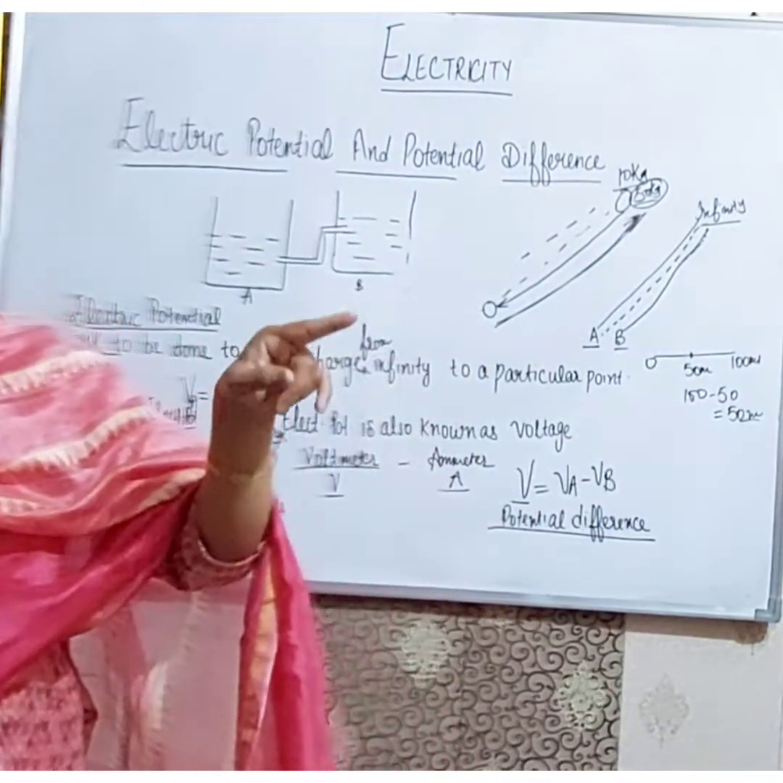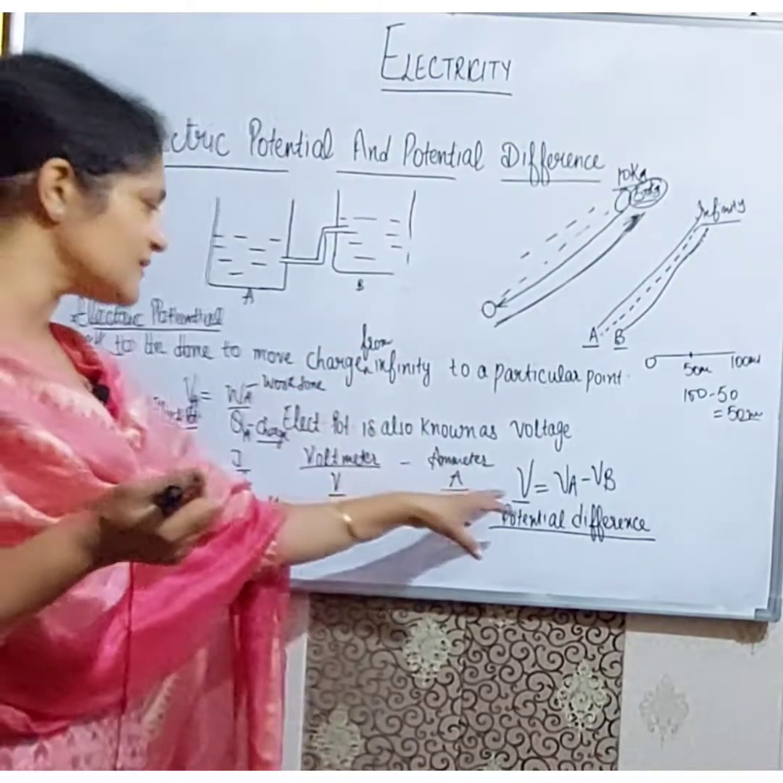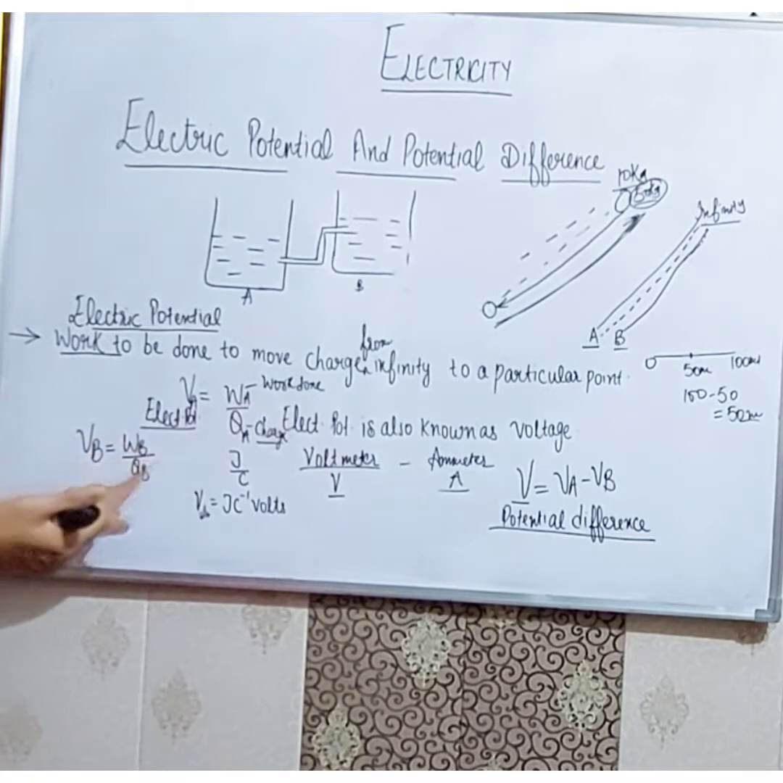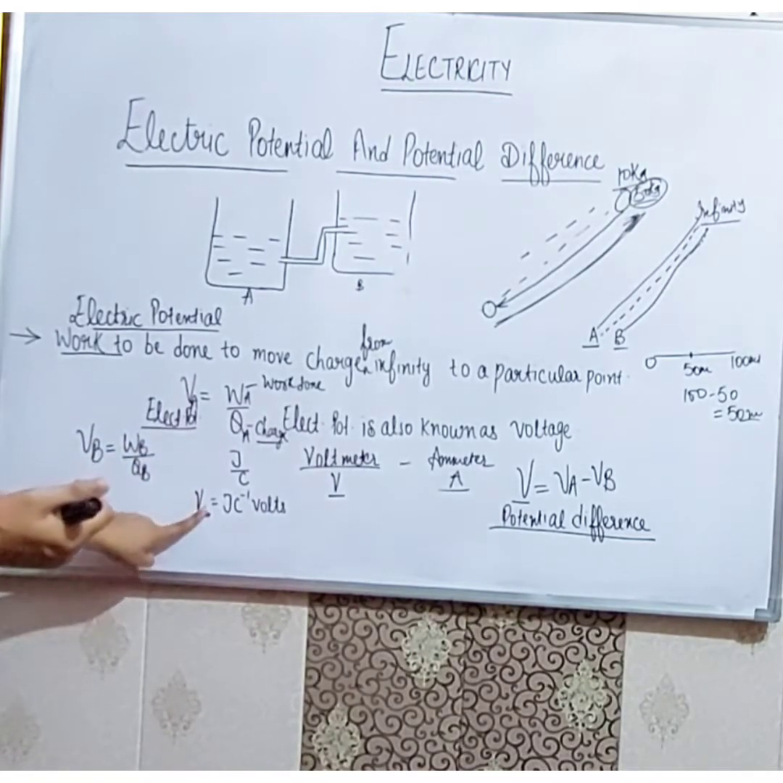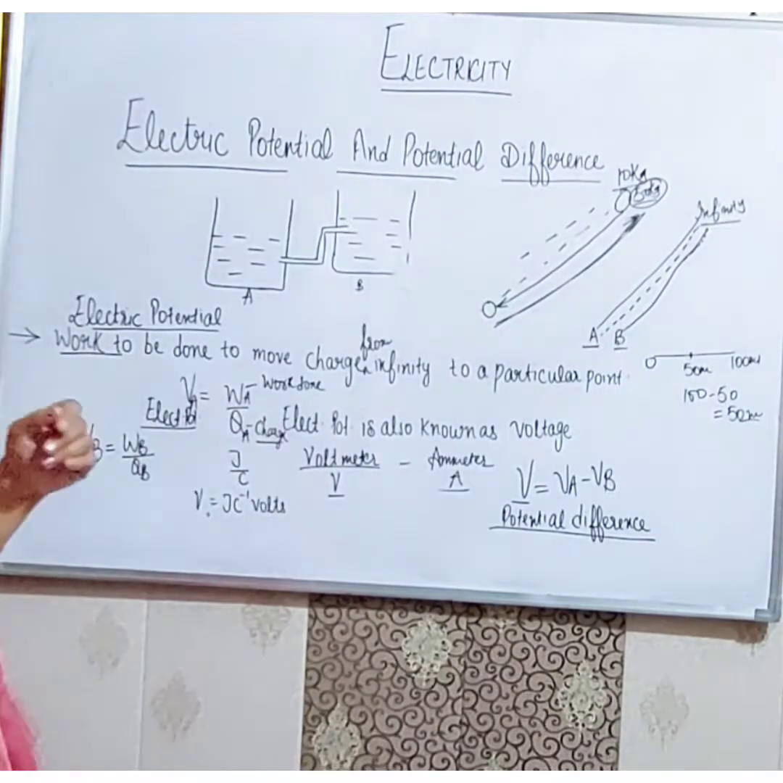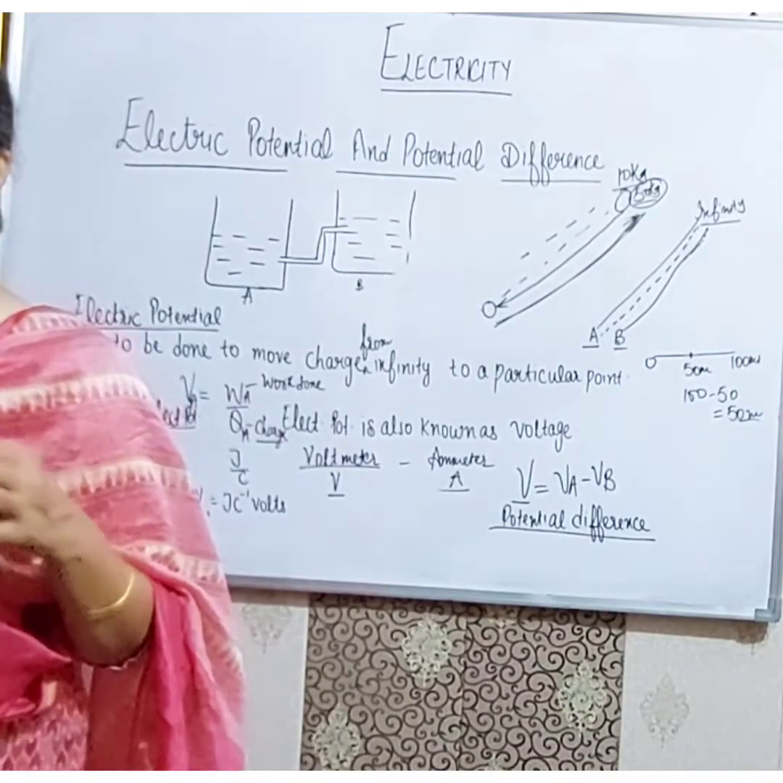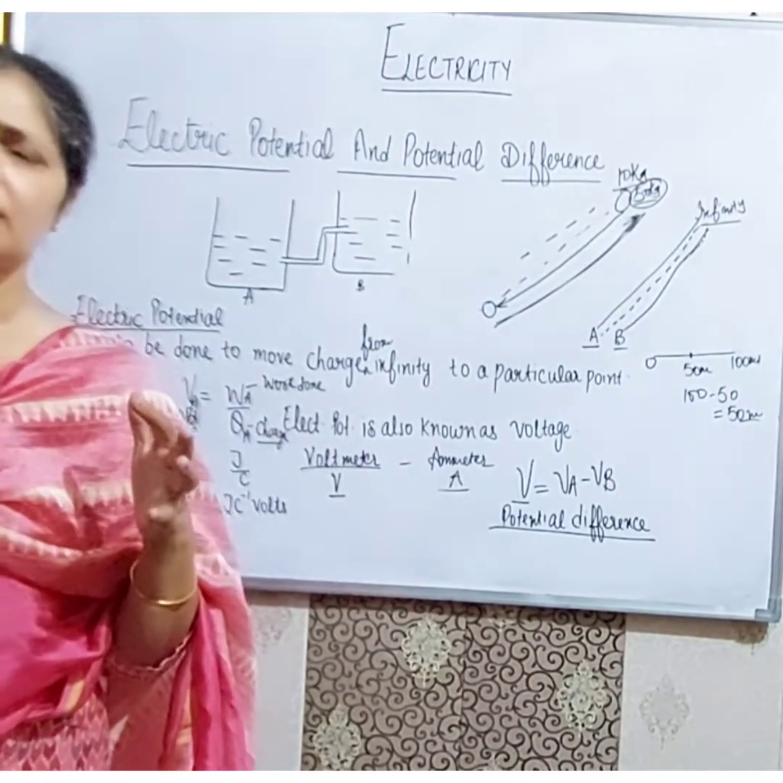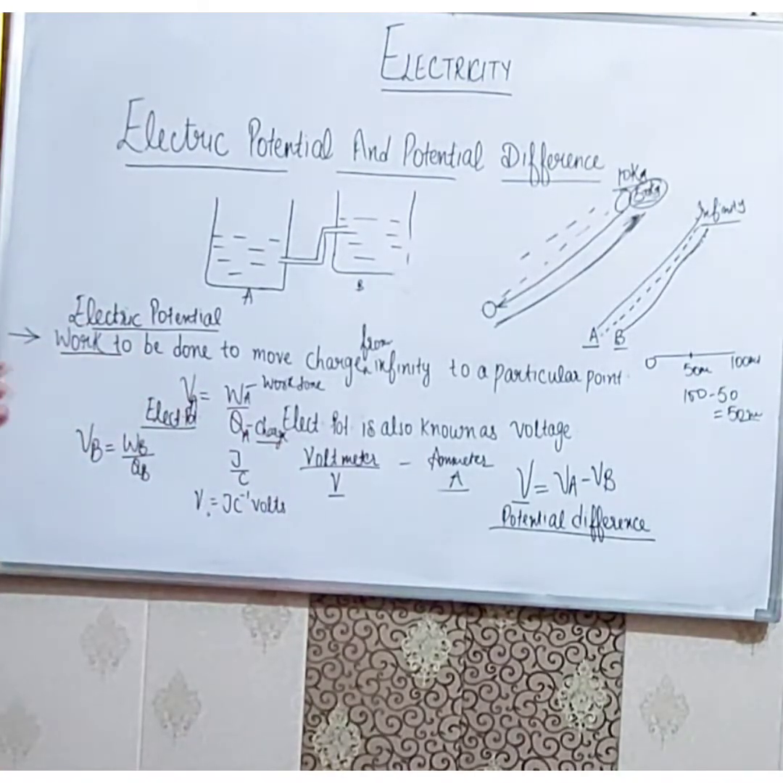Potential difference also has the unit V, which is volt, and the work done has the unit joule, and the electric charge has the unit coulomb, which is represented by C. So that is all about the electric potential and the potential difference. Hope you all have understood.